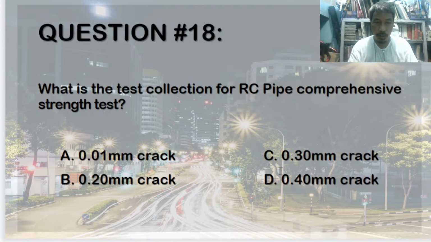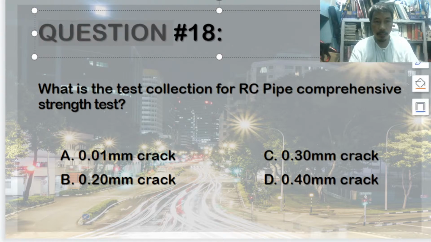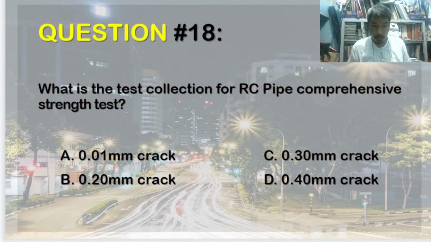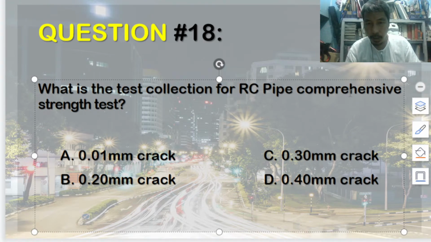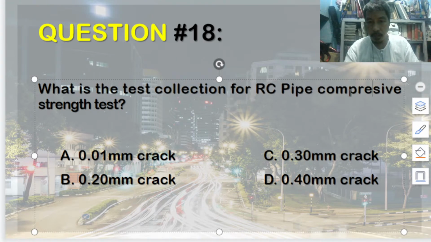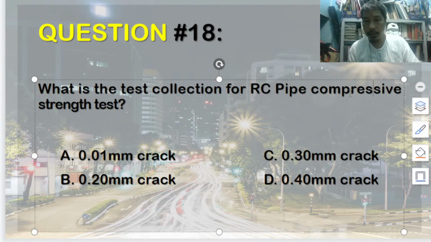So I will change the color of this first. So number 18, what is the test collection for RC pipe compressive strength test? So I think there is an error. This is pipe compressive strength test, not comprehensive. So this is compressive, not comprehensive. So let us correct this. Compressive strength test.